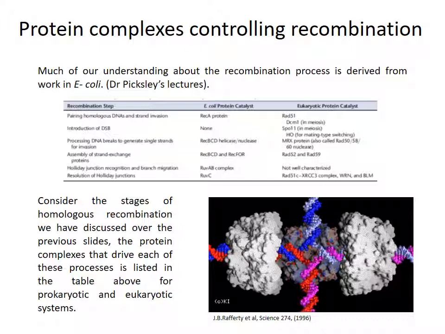So we have a list of proteins here involved in the induction and processing of double strand break repair and homologous recombination. As I've said, obviously E. coli doesn't undergo meiosis, so there is no protein in E. coli to generate double strand breaks. In eukaryotic cells, this process is carried out by SPO11, which at the start of meiosis will induce lots of double strand breaks to drive recombination. But many of the other proteins which are conserved from E. coli are present in eukaryotic systems, such as those that are involved in promoting strand exchange and resolution of Holliday junctions.